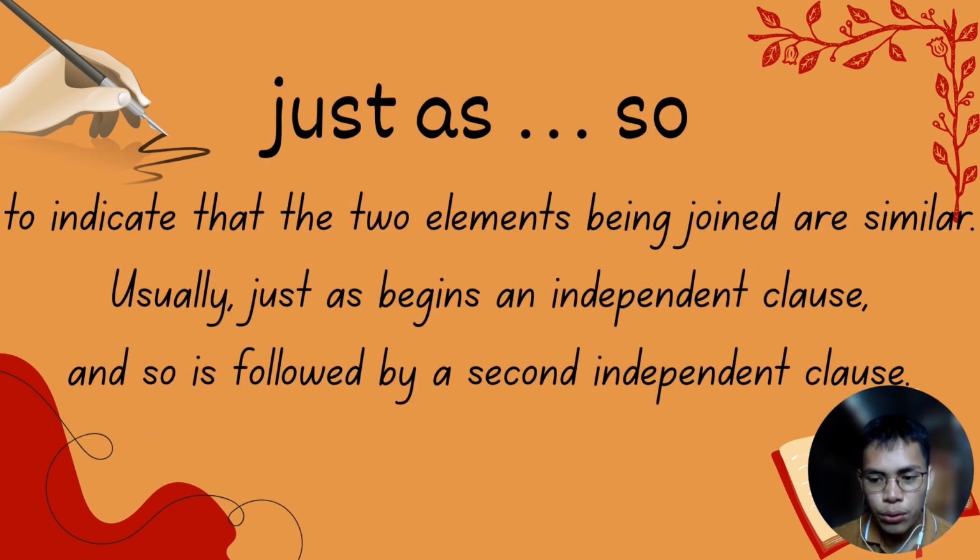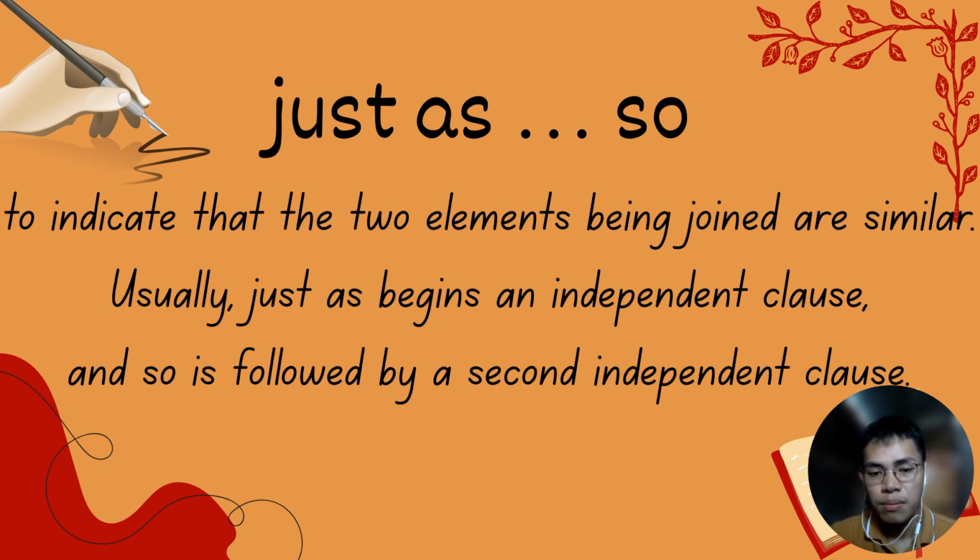Next is the correlative conjunction just as, so. Basically, it is used to show that the two elements being joined are similar. Usually, just as begins an independent clause, and so is followed by a second independent clause. But there are cases where we can use it in this phrase.